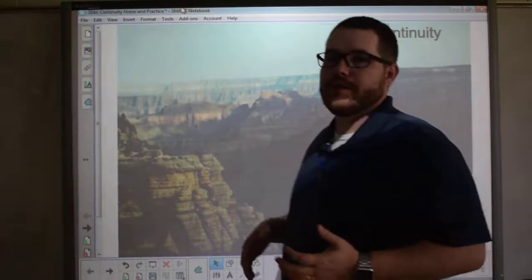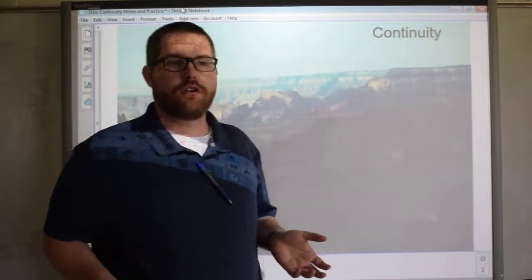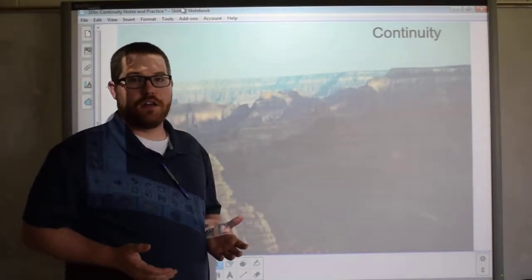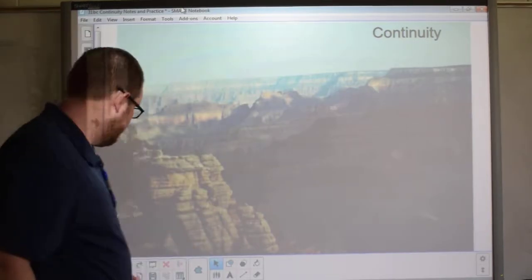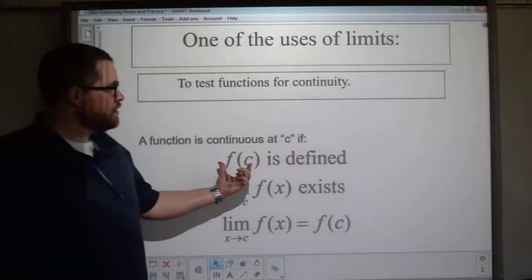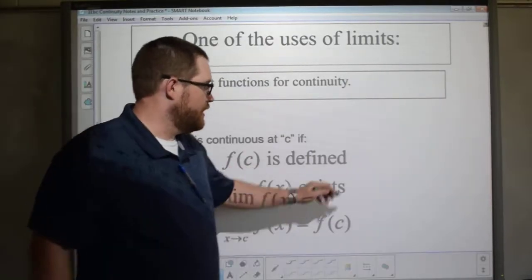In the past, we always said continuity was simple. Can you draw your graph without picking up your pencil? Today we're going to give a more mathematical definition of continuity. And that is, a function is continuous if the function is defined. In other words, it exists.